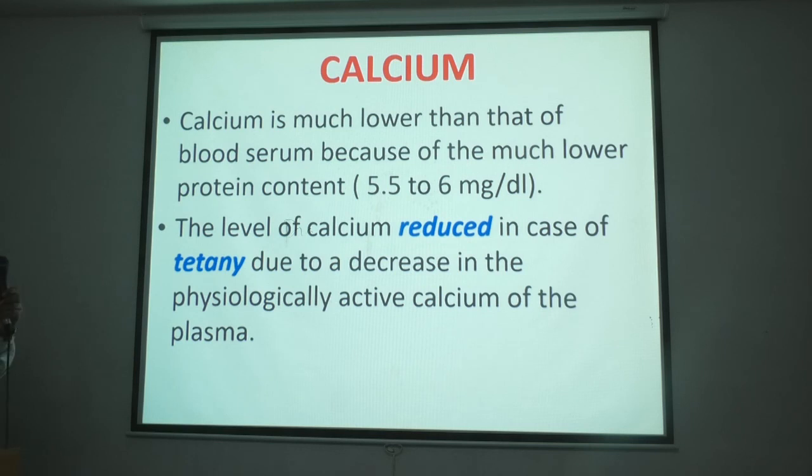Calcium is much lower than that of blood serum because of much lower protein content, that is 5.5 to 6 mg per dl. The level of calcium is reduced in tetany, due to a decrease in the physiologically active calcium of the plasma. So calcium is reduced in case of tetany.